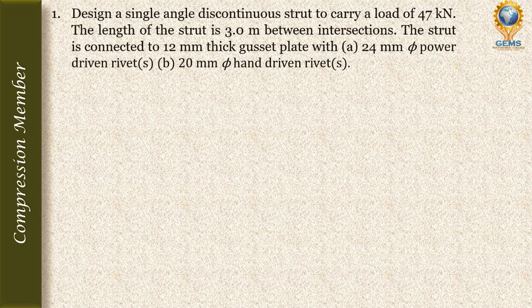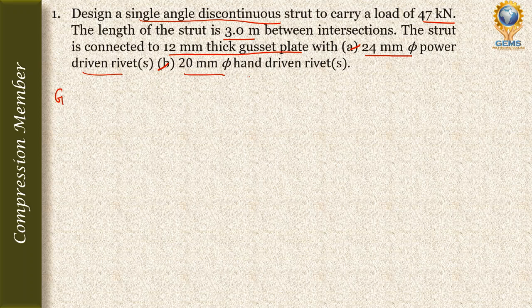Question number 1. Design a single angle discontinuous strut to carry a load of 47 kilonewton. The length of the strut is 3 meter between intersections. The strut is connected to a 12 mm thick gusset plate with, we have to find for two cases: A is 24 mm dia power driven rivet and B is 20 mm dia hand driven rivet. For these two conditions we have to design a single angle discontinuous strut.